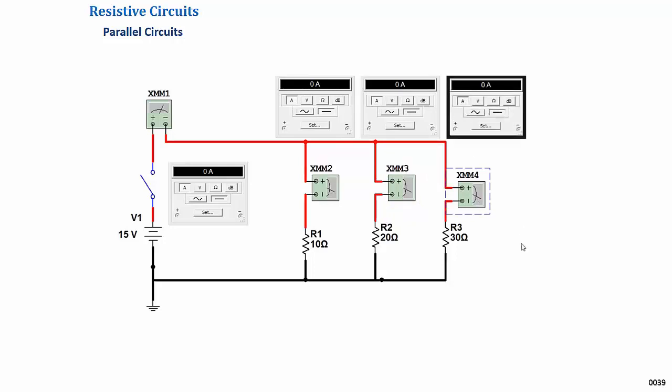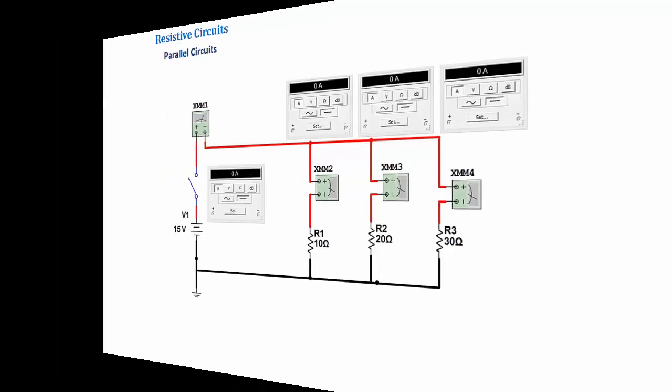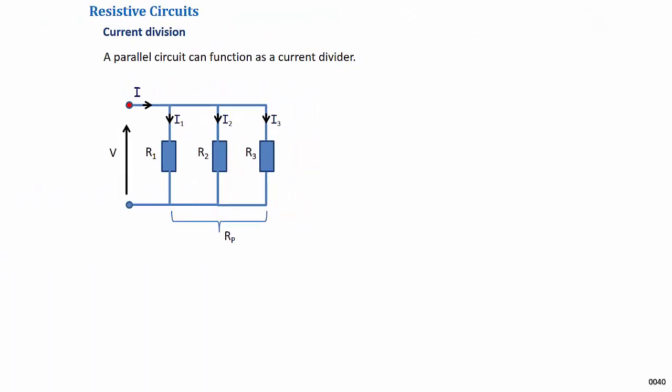The DMMs are then set to read DC amps. When the switch is closed, the DMM values are the same as those calculated within experimental limits. Parallel circuits may also be considered as a means of dividing a current into a number of different parts. These are called current divider circuits.